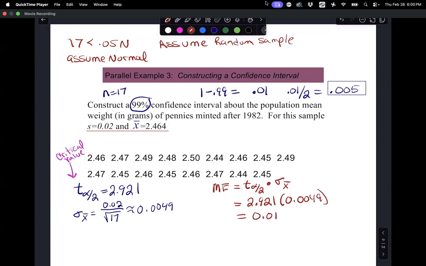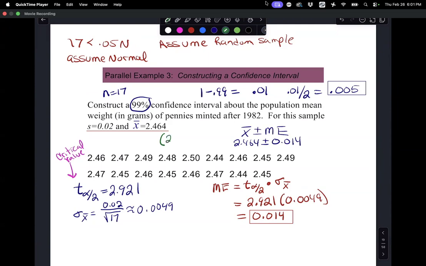Zero 0.014. This is what we're going to use for our margin of error. There we go. So the way that we can answer this question, we are estimating the population mean. So I could either do x-bar plus or minus margin of error. So it would be 2.464 plus or minus 0.014, or the other way is in the parentheses, subtract 0.014.